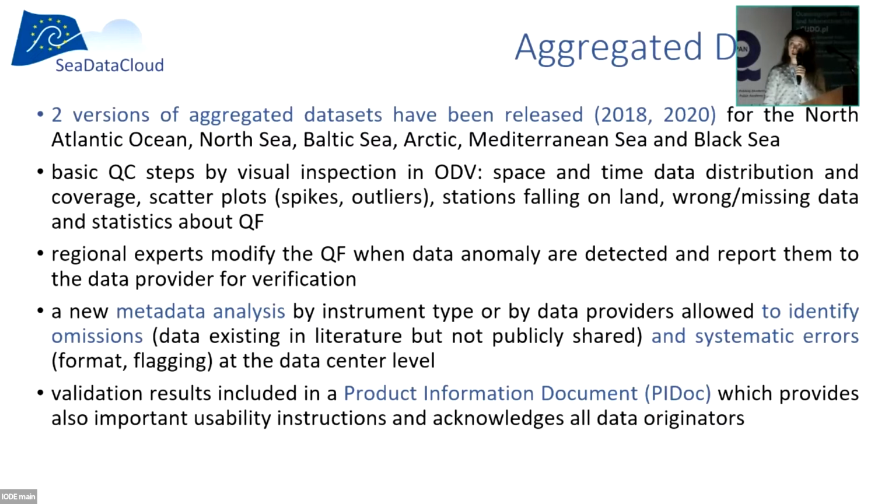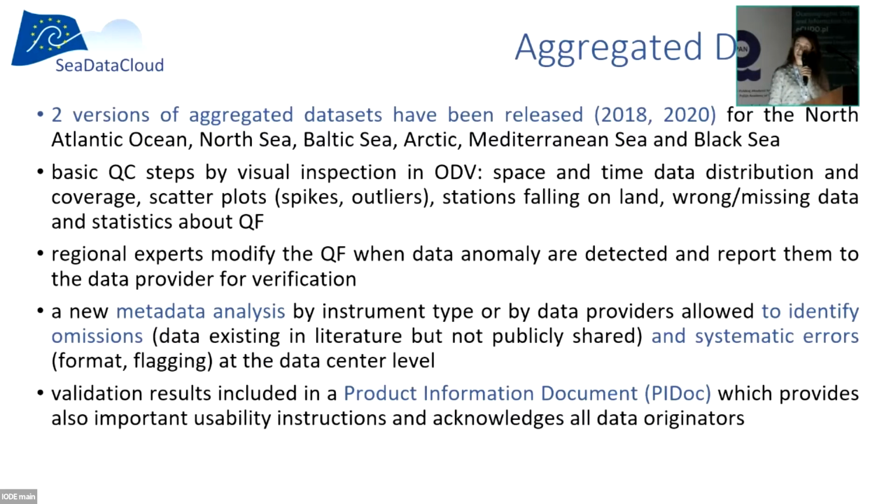A basic QC step by visual inspection in Ocean Data View is performed through a visualization of data distribution in space and in time. We analyze the data coverage. Then we produce scatter plots to check spikes and outliers. We detect stations falling on land or wrong data. And we also provide statistics on the quality flags to continuously monitor the quality of the database content.